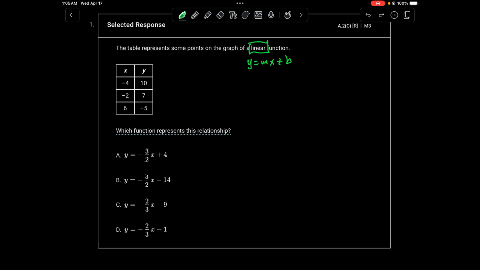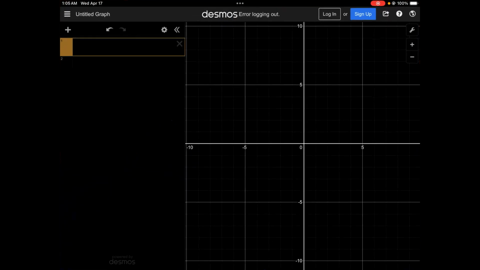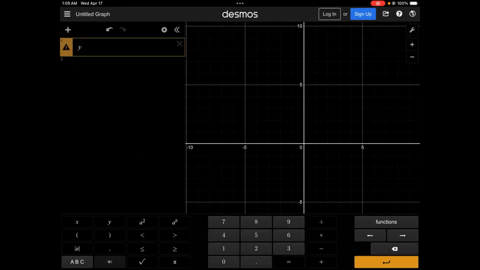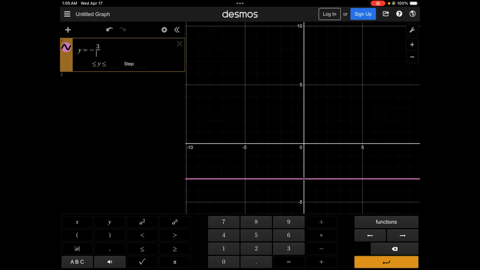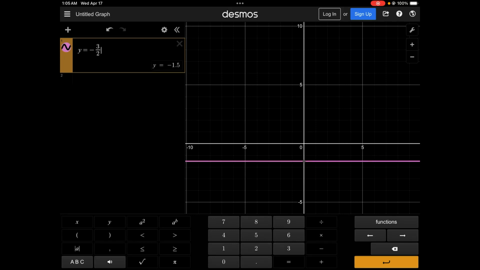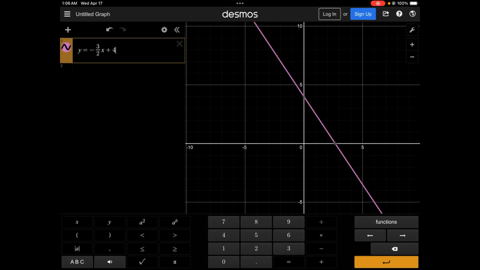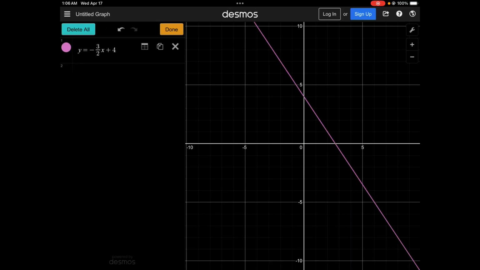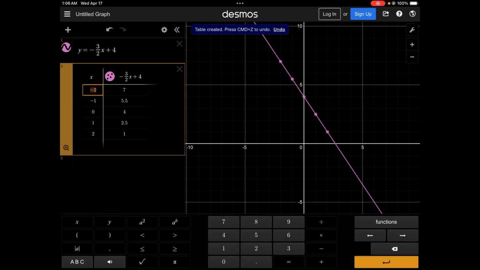Let's start with this method. Okay, and I'm going to give that first option to the graphing calculator. Y equals negative 3 over 2x plus 4. We have y equals negative 3 over 2 x plus 4, and then we have a table. Now in this table we're going to get generic points from negative 2 to 2.